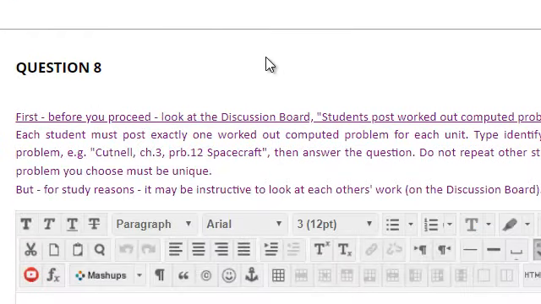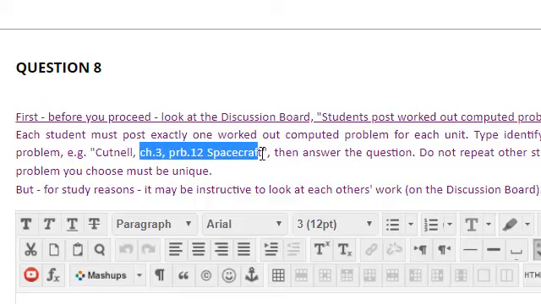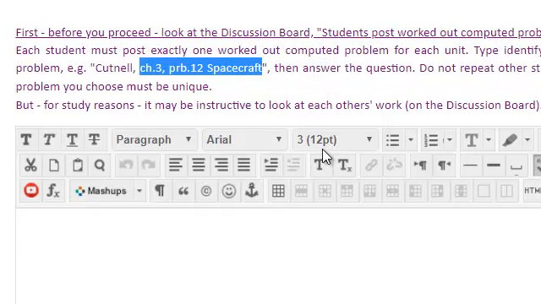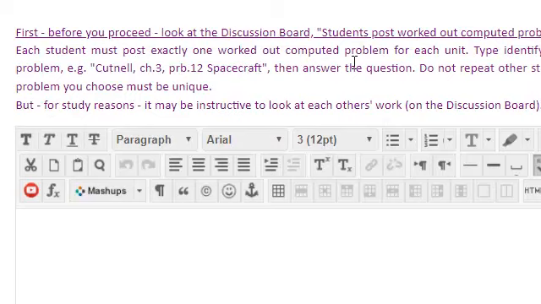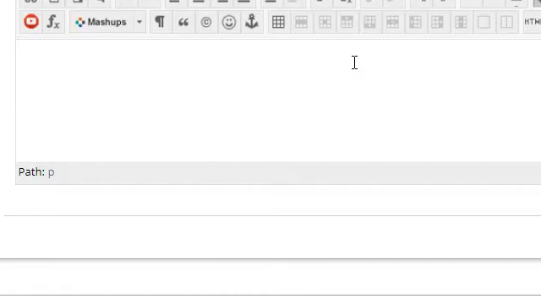Okay, question 8. Question 8 really looks more complicated than it really is. Basically, just go into the book to one of the chapters that is assigned, choose a certain problem, it doesn't have to be the spacecraft problem, it's probably already taken up, and type that in here, and then answer that algebraically, so do the calculation, and type it in here and put it on the discussion board as well.